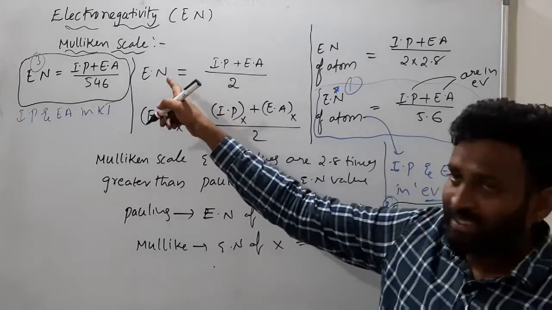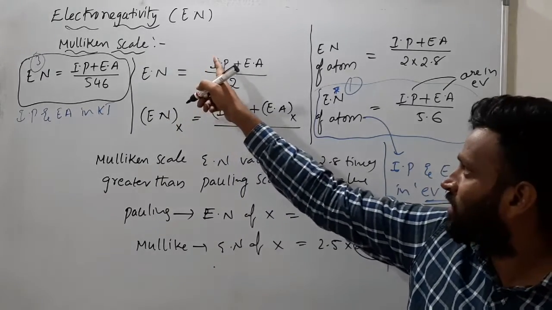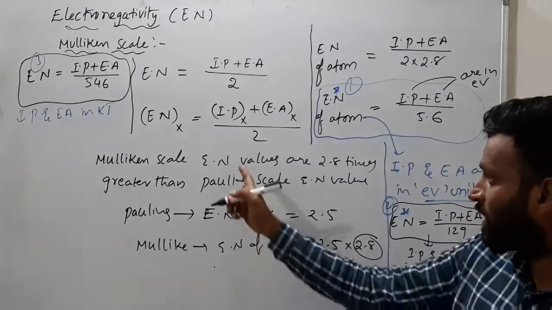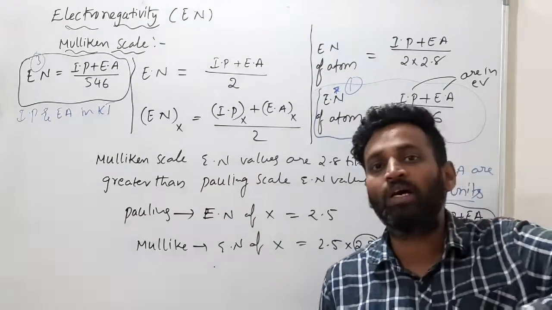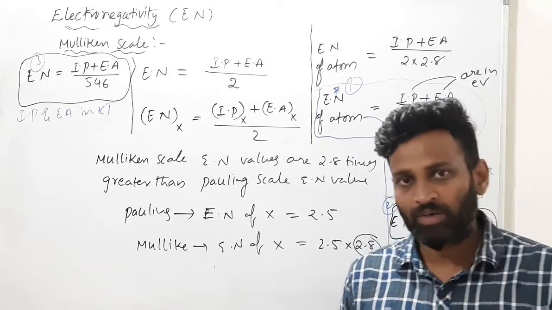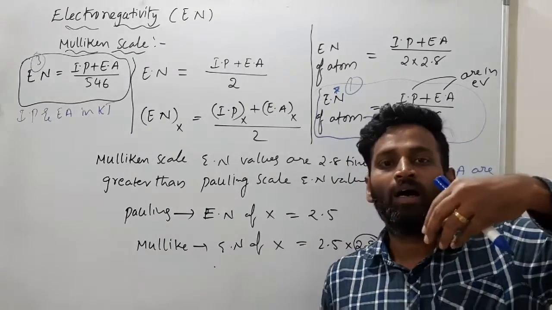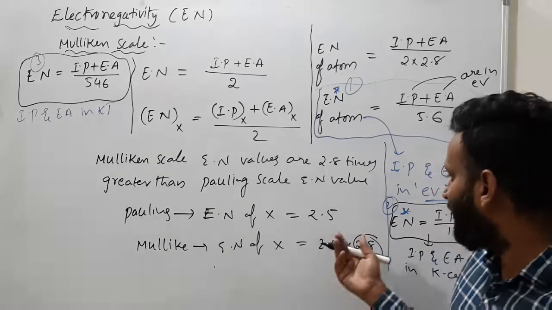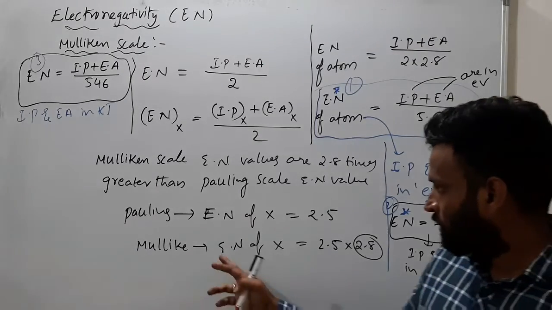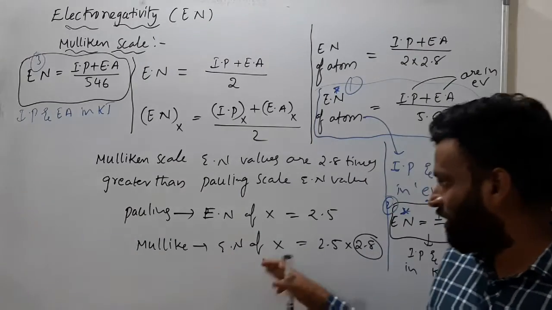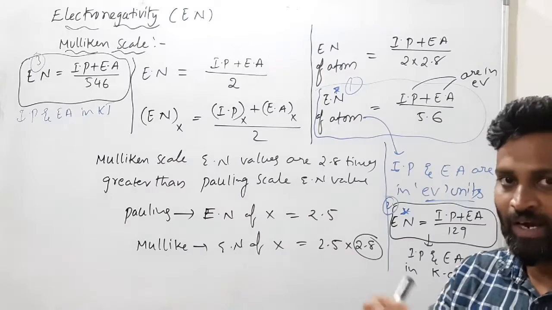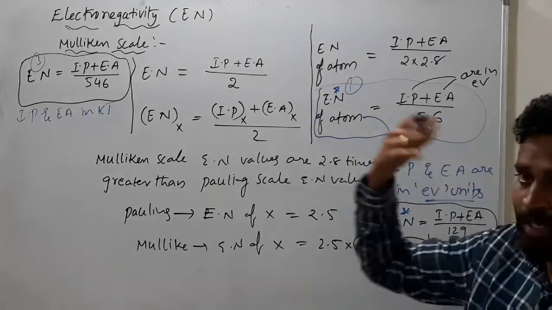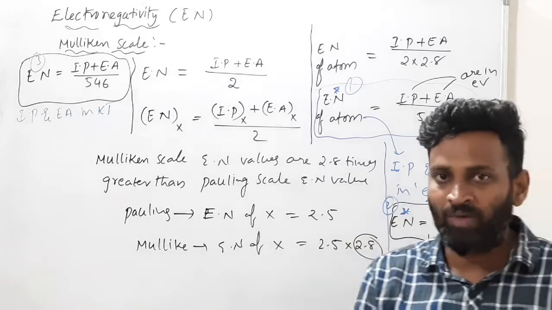Actually, what Mulliken said is that electronegativity is the average of ionization potential and electron affinity. But Mulliken scale electronegativity values are wrong. Wrong means correct only, but every atom has its electronegativity value 2.8 times greater. So Mulliken scale electronegativity values we have to reduce, we have to minimize. They are big values, we have to make them small values.